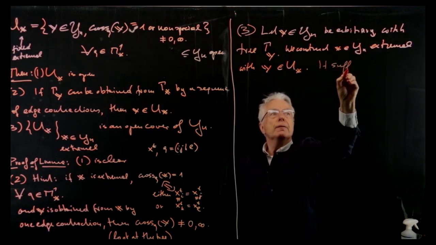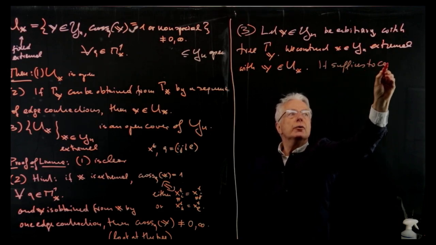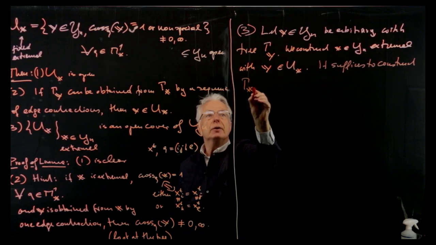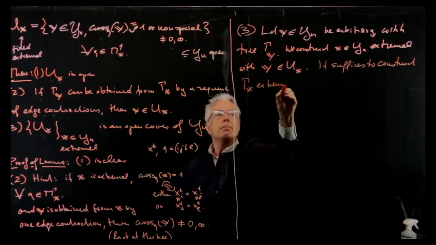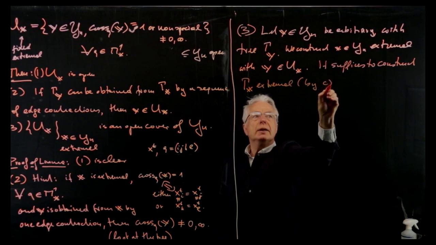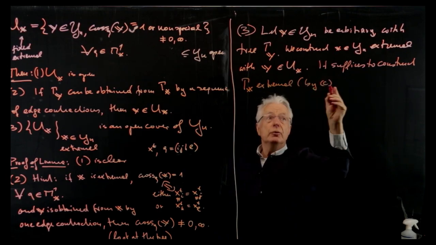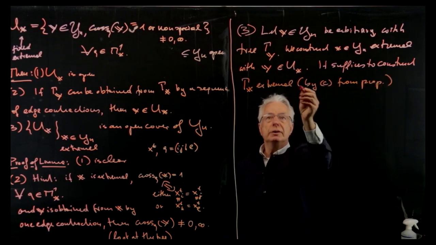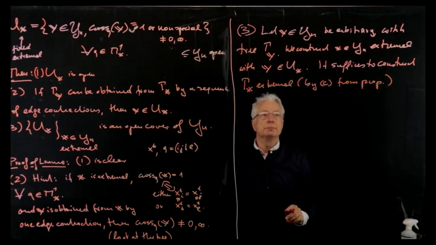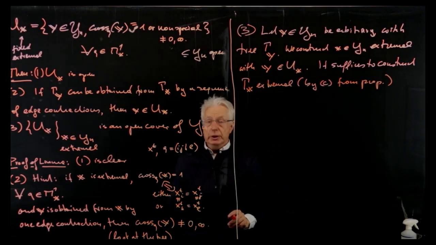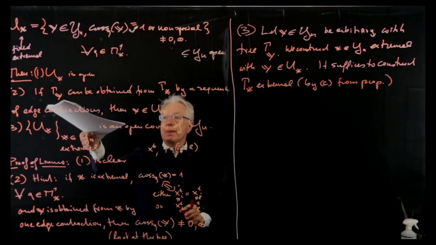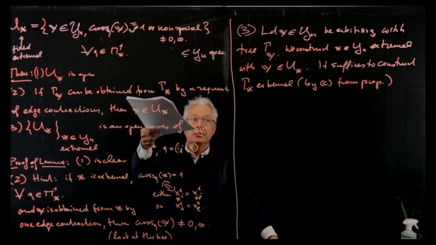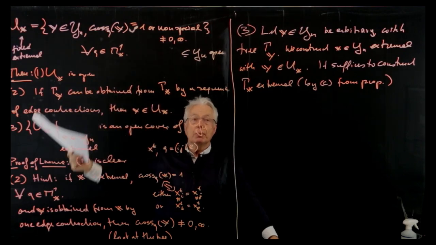It suffices to construct Γ_x extremal, by C from before, from the proposition. Once we have an extremal tree, we know that it has a unique string. So we have seen in 2 that we get these elements in U_x by contraction of extremal trees. And now we do the opposite.